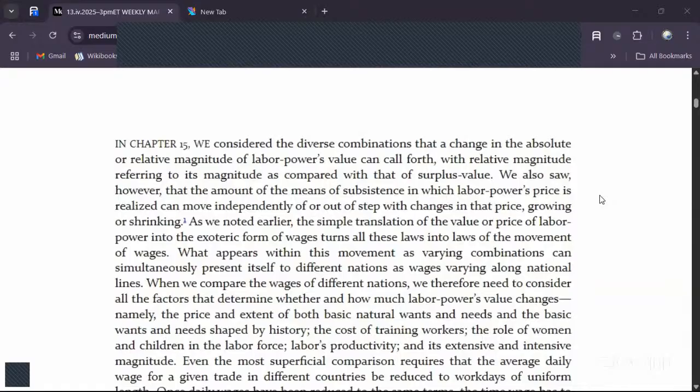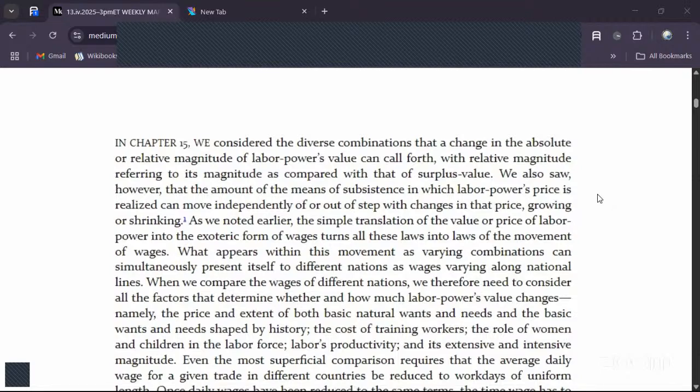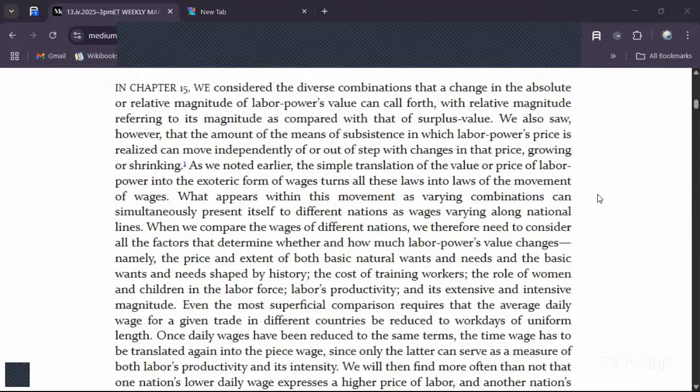As we noted earlier, the simple translation of the value or price of labor power into the exoteric form of wages turns all of these laws into laws of the movement of wages. What appears within this movement as varying combinations can simultaneously present itself to different nations as wages varying along national lines. When we compare the wages of different nations, we therefore need to consider all the factors that determine whether and how much labor power's value changes, namely the price and extent of both basic natural wants and needs and the basic wants and needs shaped by history, the cost of training workers, the role of women and children in the labor force, labor's productivity, and its extensive and intensive magnitude.